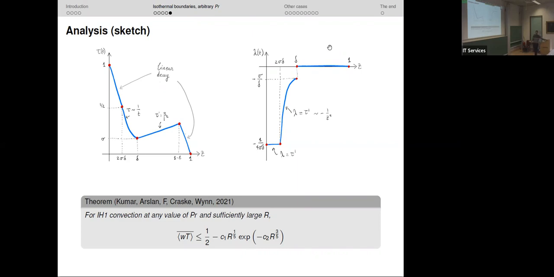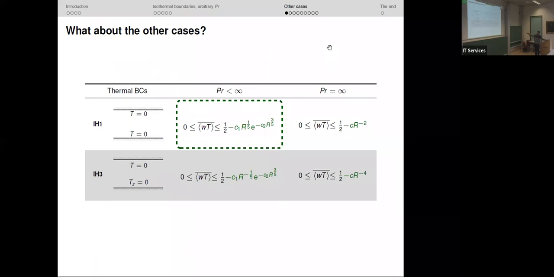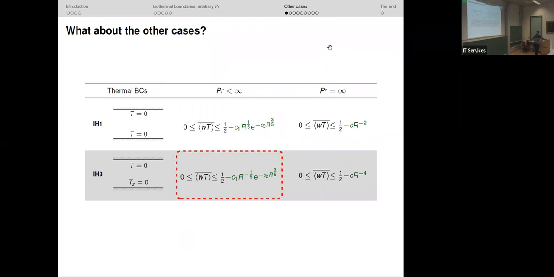So I think we have about 10 minutes left, and so I will very quickly give you a flavor for the other cases. So far, I've focused on this top left case. I will very quickly give you an intuition for how you go and prove the other ones. So let's start with the case in which the bottom plate is insulating, but the Prandtl number is still finite.